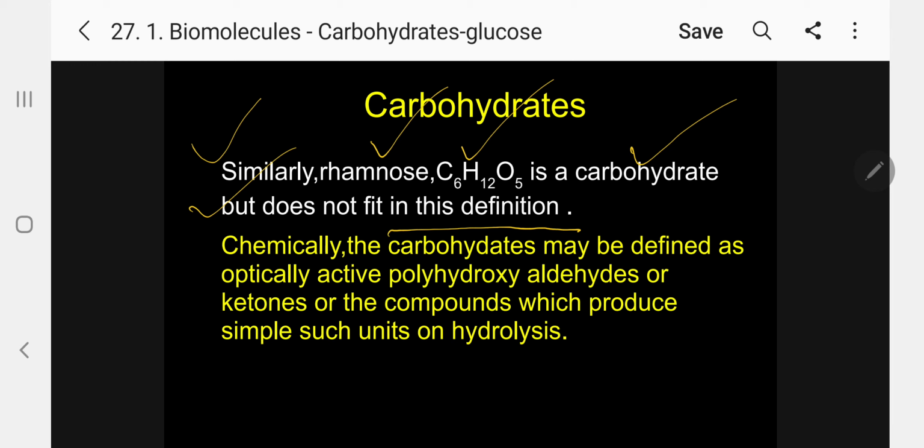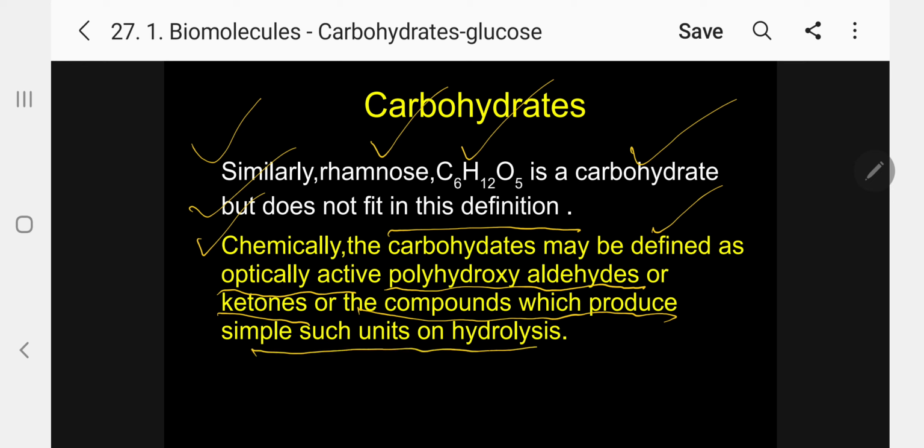So all the possibilities I have discussed. Then you can raise a question: but then how can you define carbohydrates? Chemically, I am giving the definition. Carbohydrates may be defined as optically active polyhydroxyaldehydes or ketones, or the compounds which produce simple such units on hydrolysis. If it is a polysaccharide or oligosaccharide, on hydrolysis it will give us simple units.